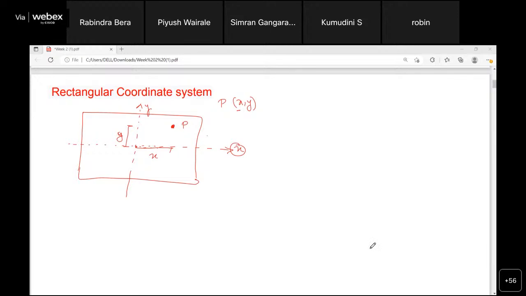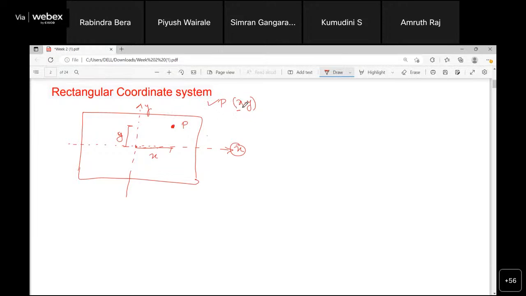So this is our rectangular coordinate system. We have point P, and we generally represent it like this: P in brackets, (x, y). So the x coordinate first and then the y coordinate, right?